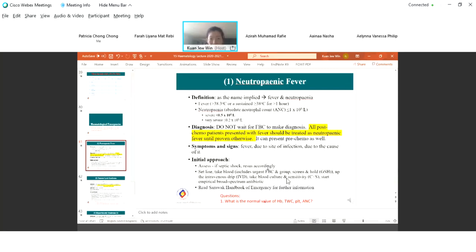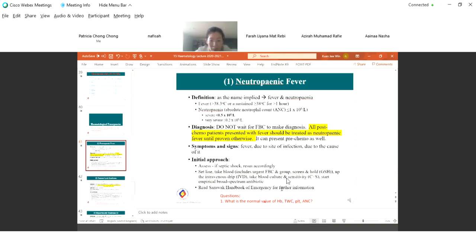So let's go through what is the normal value of hemoglobin, total white cell, platelet, and ANC. For hemoglobin, for male it is 13.5 until 18 gram per deciliter. For female, 11.5 until 16. And for total white cell, it is 4 until 11 times 10 to the power of 9 per liter.